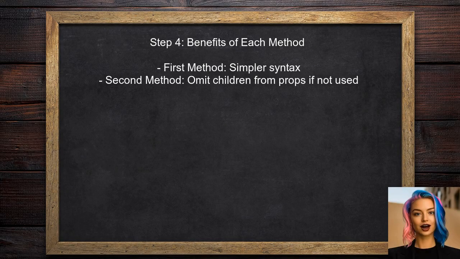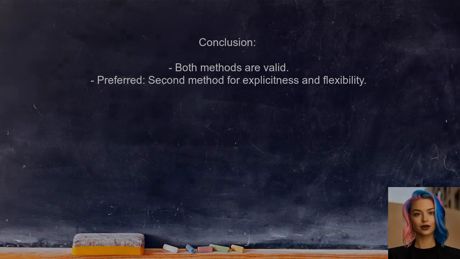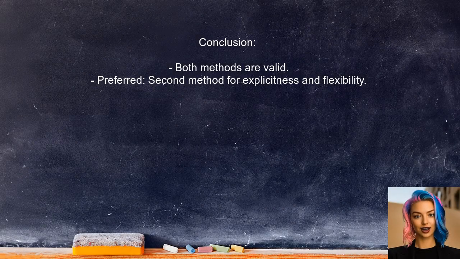Both methods achieve the same result, but the second method allows the user to omit children from the props interface if they are not used in the component. This can help keep the code cleaner. In conclusion, while both methods are valid, the user may prefer the second method for its explicitness and flexibility regarding props. Choosing the right method depends on the specific needs of the component.